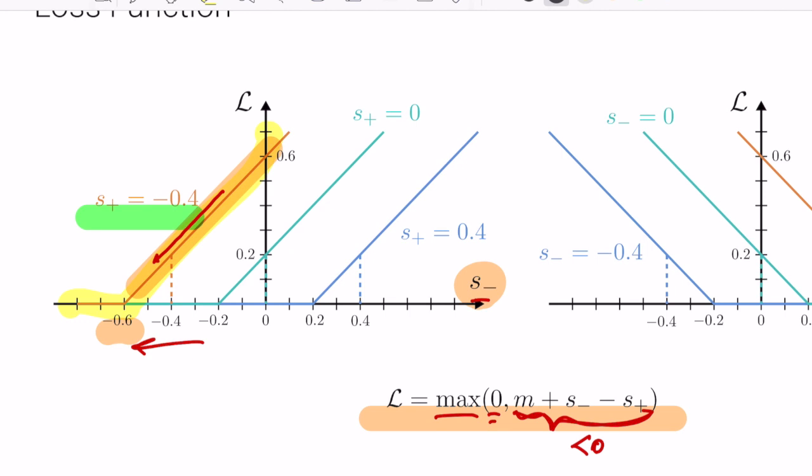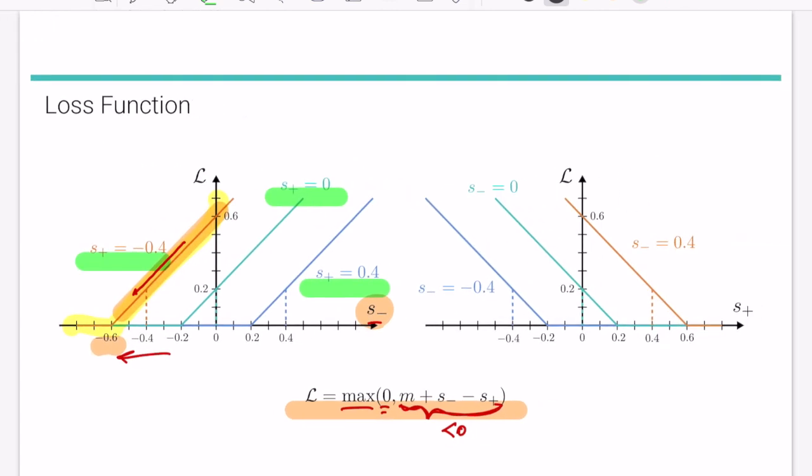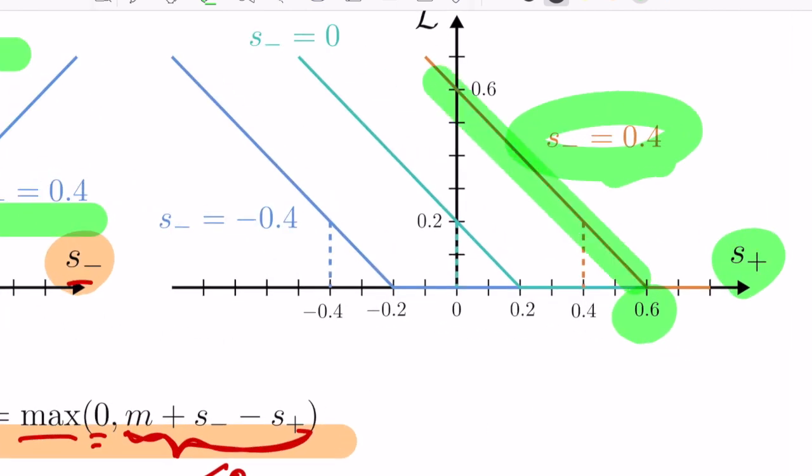So when we define S plus as 0 or S plus as 0.4, it just moves like this. Similarly, when we define negative S, when we have S negative as 0.4, when S plus is smaller than negative 0.6, it should be like this. Or if S plus is larger than 0.6, it should always be 0.